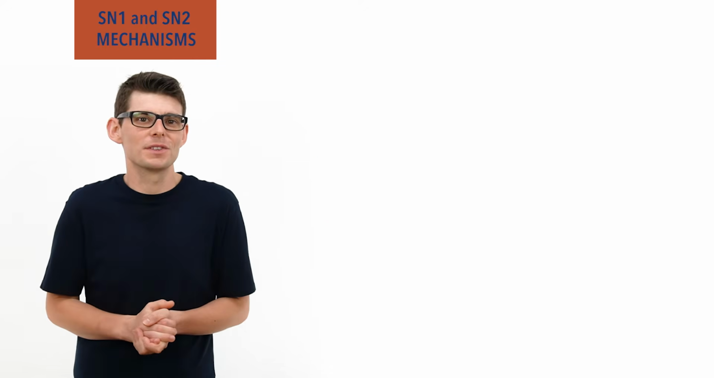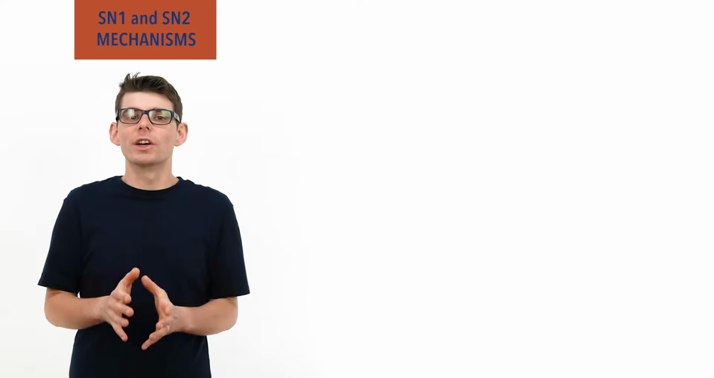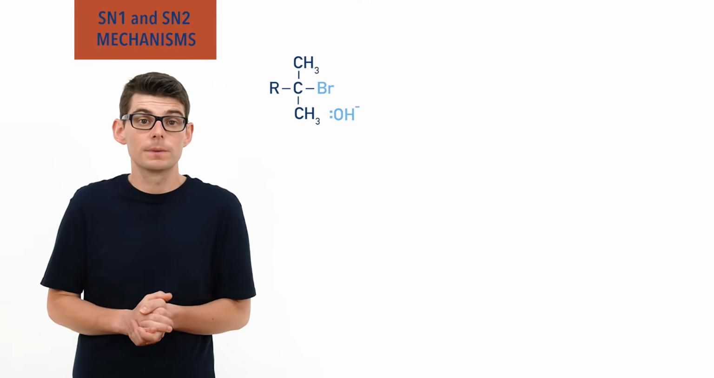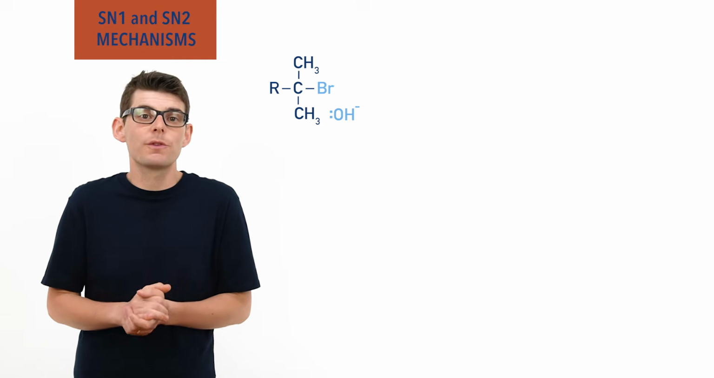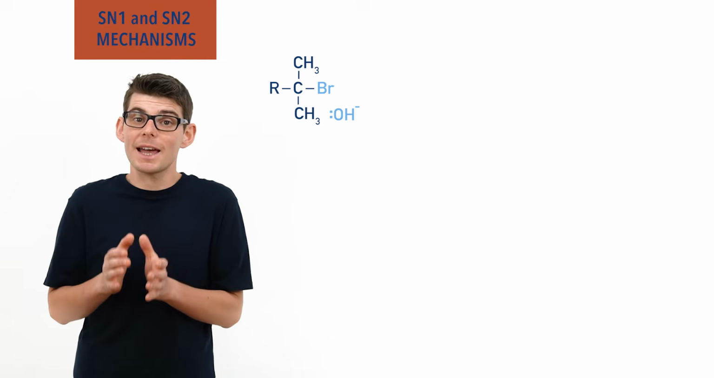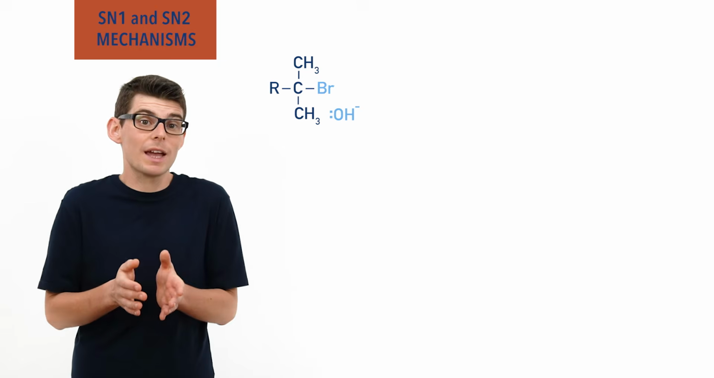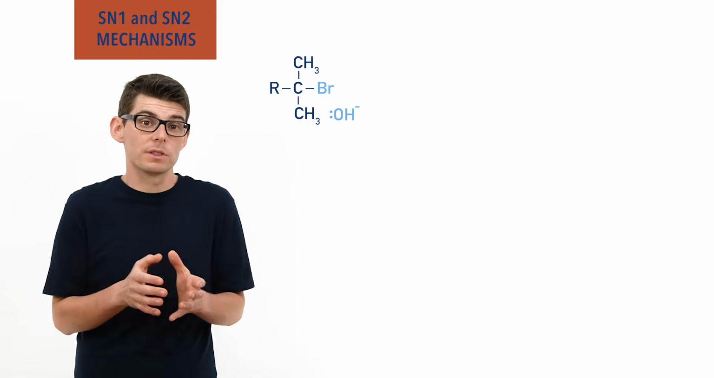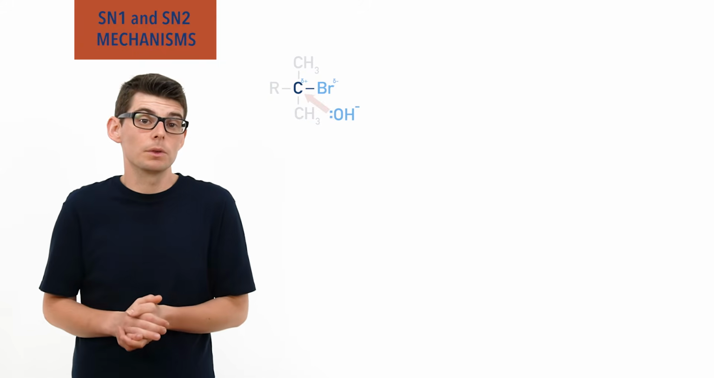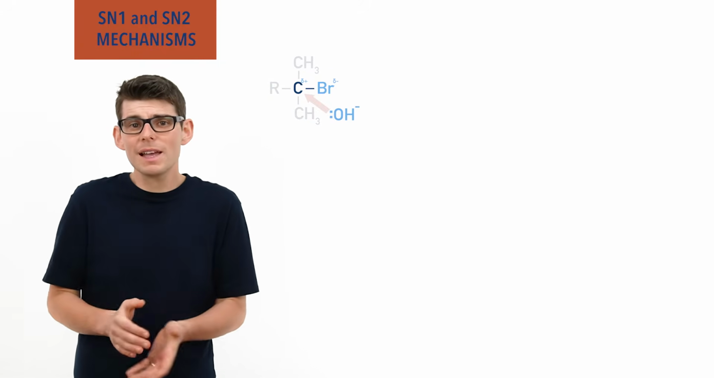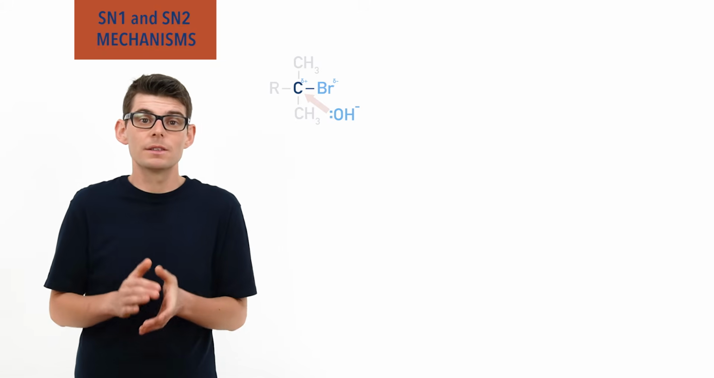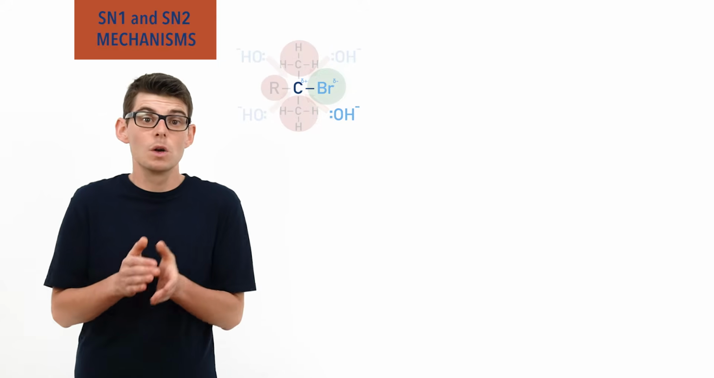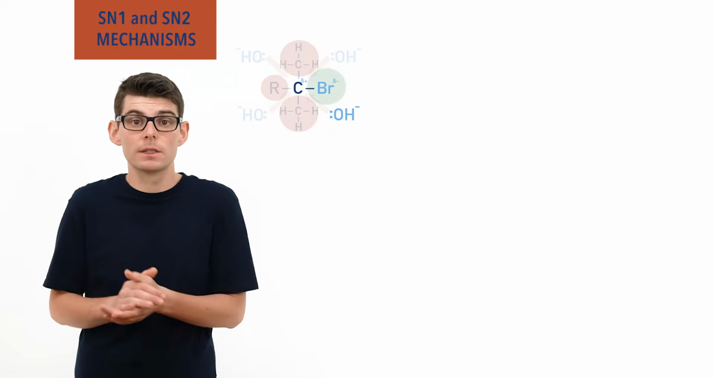Hopefully straightforward so far. Now let's have a look at a tertiary halogenoalkane reacting with hydroxide ions. In the same way as before, OH- is going to act as a nucleophile as the oxygen has that lone pair of electrons, and it's going to be attracted to the partially positive carbon in the carbon-halogen bond. The problem now, though, is the hydroxide ion is unable to get close enough to the carbon atom to form a bond with it whilst the carbon-halogen bond breaks.